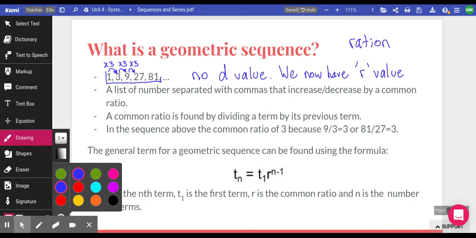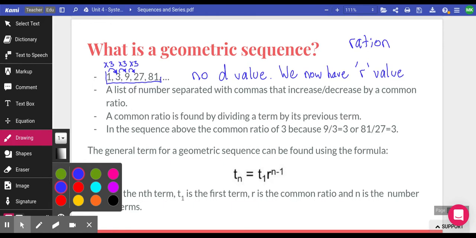My advice to you, because we're going to have a lot of formulas by the end of this unit, is to try to figure out if you have an arithmetic or a geometric question. If it's an arithmetic question, then you'd be using a D value and one of your formulas with the letter D. If it's a geometric question, then you're going to be using one of your formulas that has an R. And that's my advice.